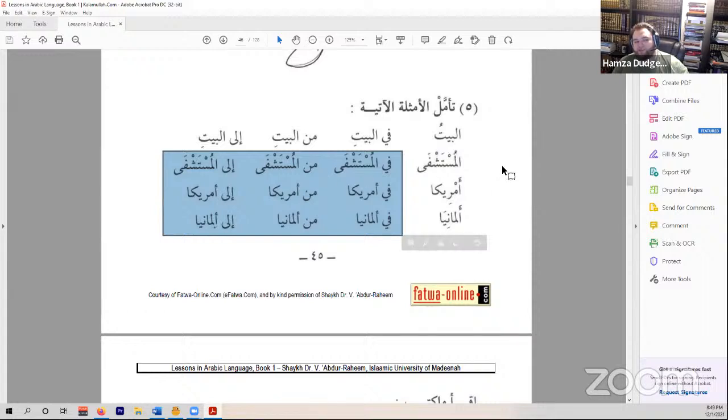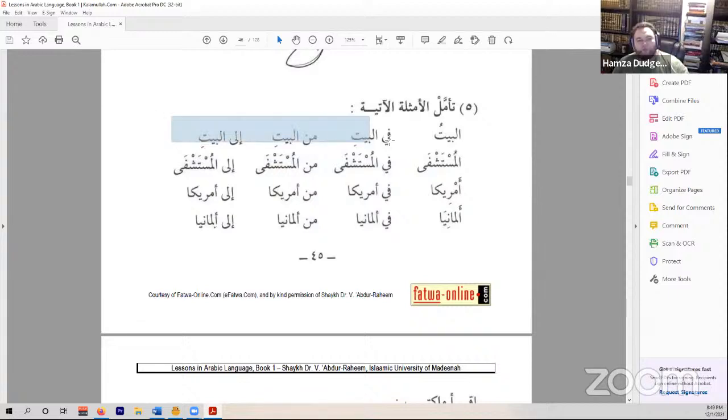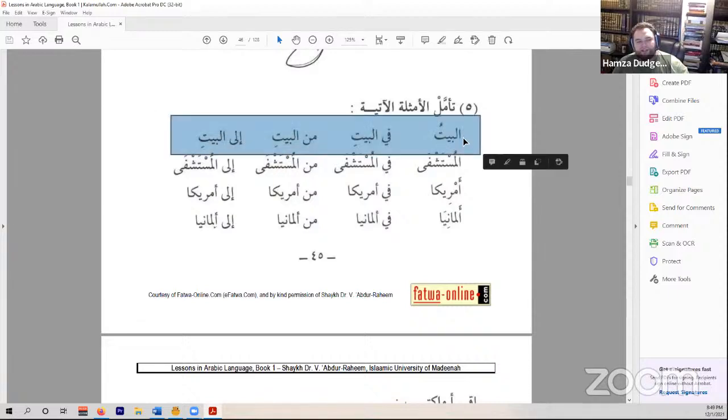Does that make sense? Can you repeat that one more time? The normal rule here is al-baytu is marfu'. You put a harf jar like fi, min, or ila in front of it, it becomes majroor: fil bayti, min al-bayti, ila al-bayti. Make sense?